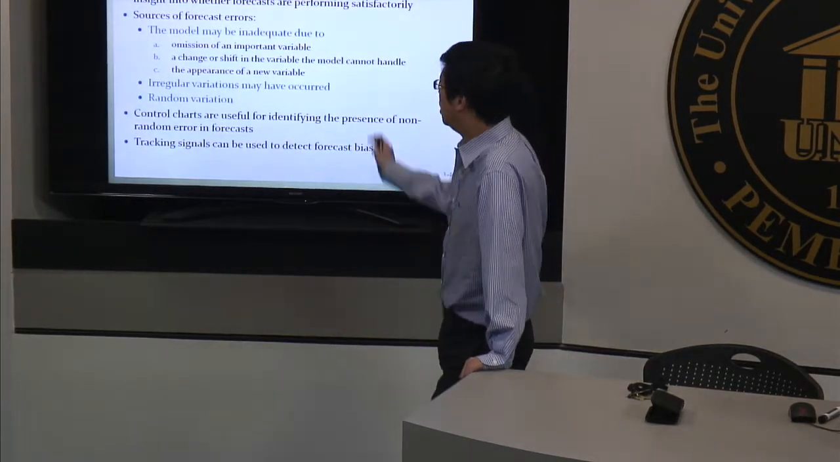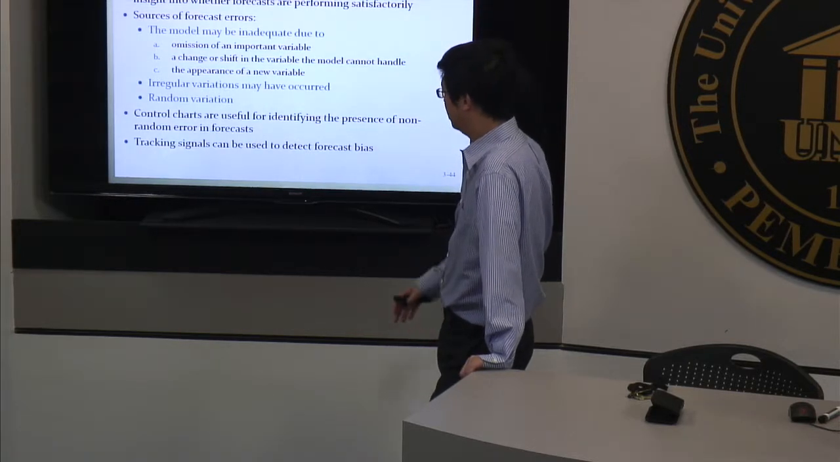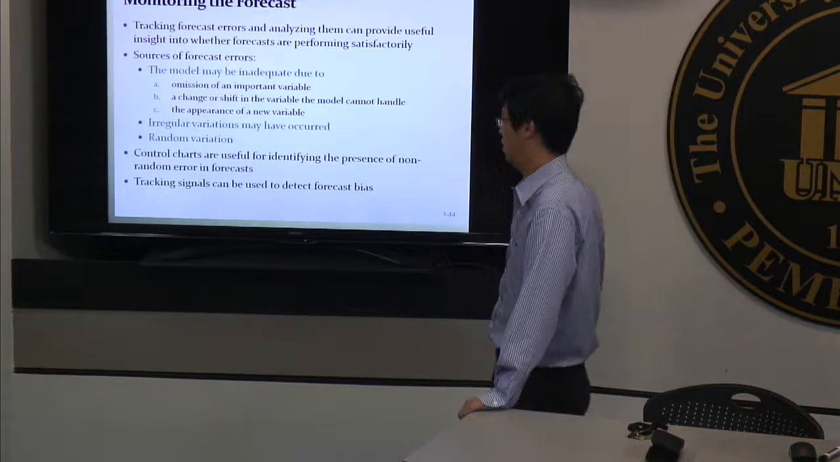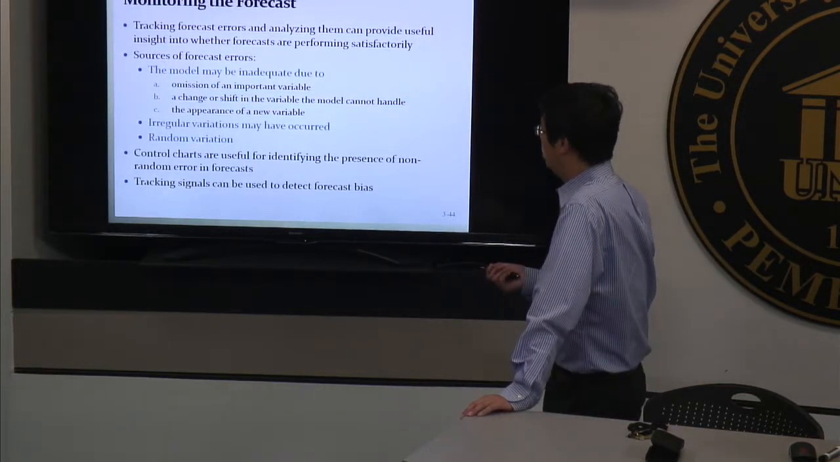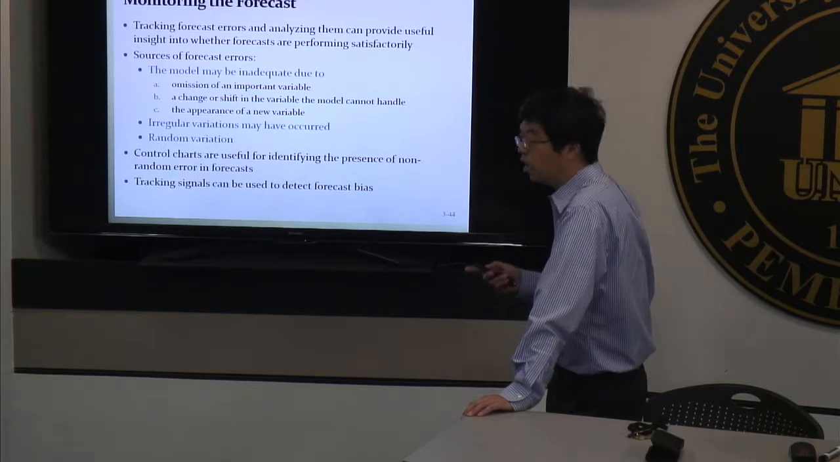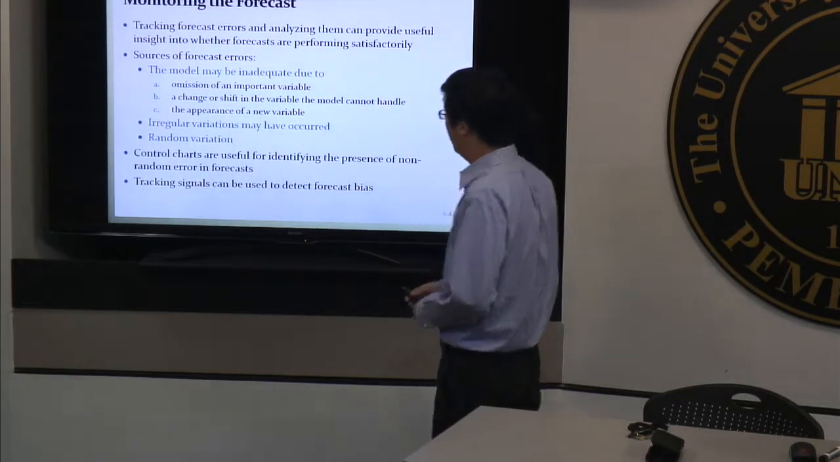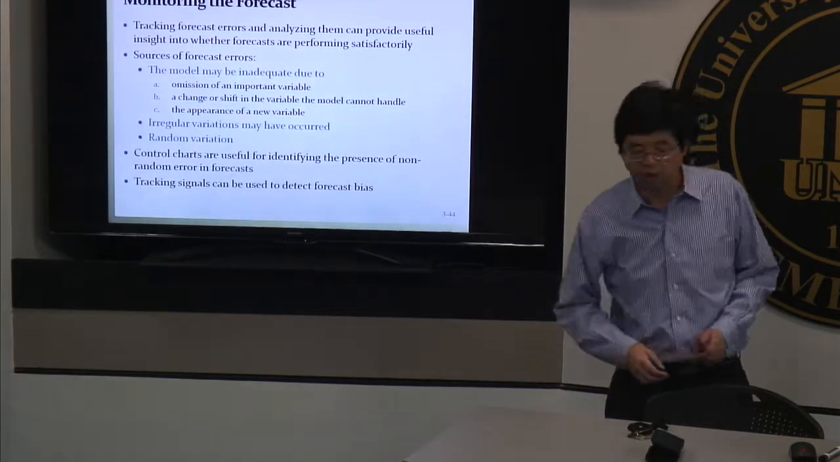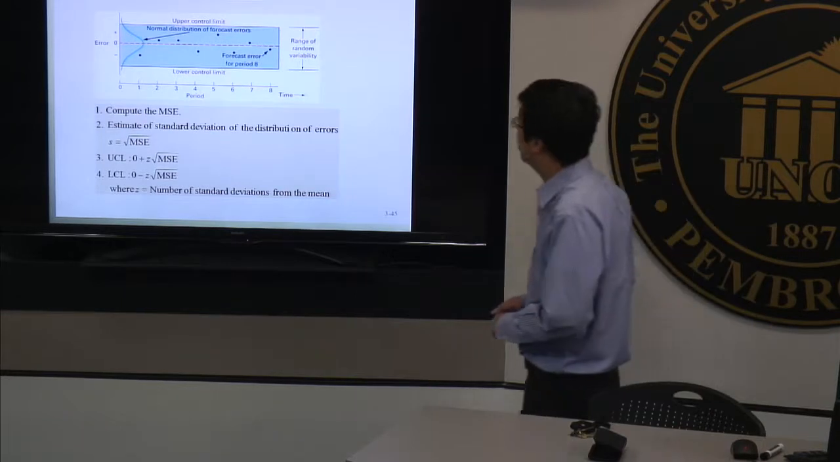Also there are some irregular variations, random variations. That we can't handle, but it's always there. Control charts are used to identify the presence of non-random error in the forecast. Tracking signals can be used to detect forecast bias. So this is a typical control chart.